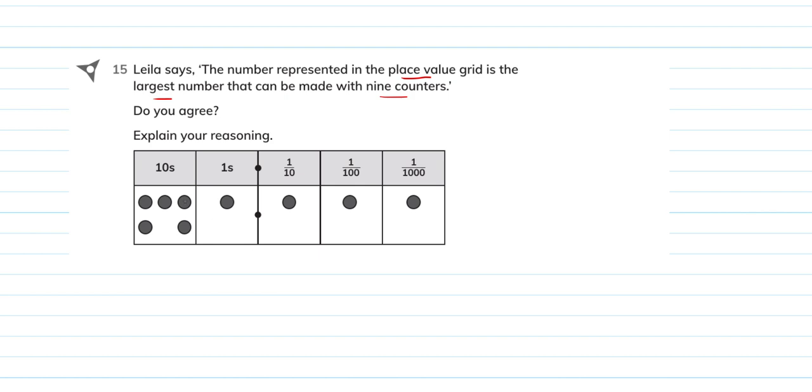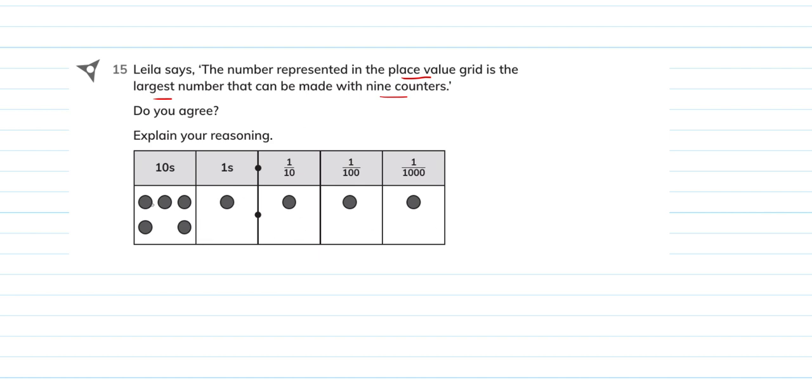Now, what she did, she put 5 counters in tens place. One counter, you can see here, she put in the ones place. One counter in tenths place, one counter in hundredths place and one counter in thousandths place. Now, she claimed that this is the largest possible number.